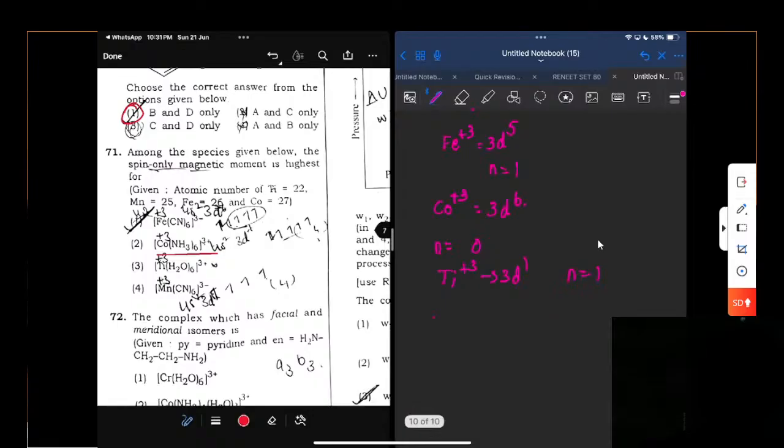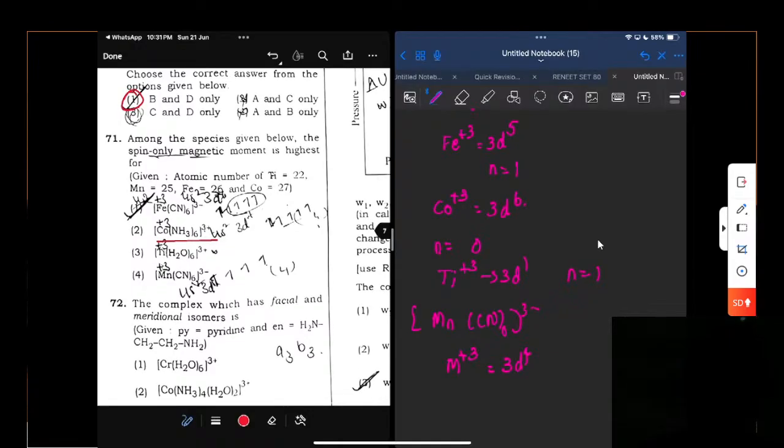And the last one is [Mn(CN)6]3-. In this one, manganese is in the +3 oxidation state, which is a 3d4 configuration. CN- is a strong ligand which causes pairing of electrons. So here what happens? How many unpaired electrons will be present? 4 unpaired, sorry, it's a weak ligand which will not cause pairing of electrons. So 4 unpaired electrons will be there.